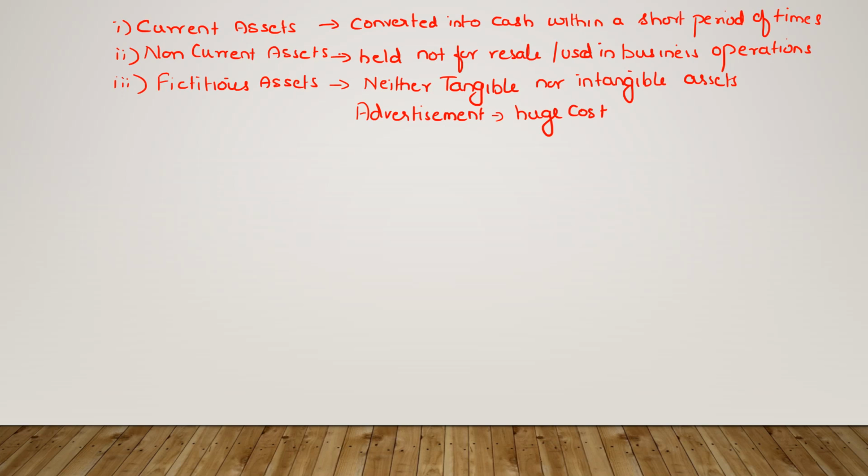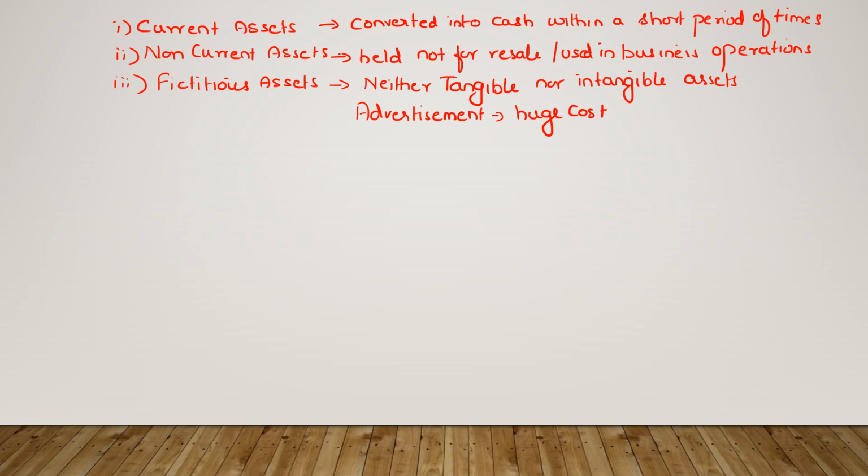So in that way, it is an asset for the business. But still, advertisement cost is an expenditure. Normally, advertisement expenditure, we take it as a revenue expenditure. We would be writing it off in the same year. But this type of huge advertisement cost which is being incurred is going to give benefit not for just one accounting period, but over several accounting periods.